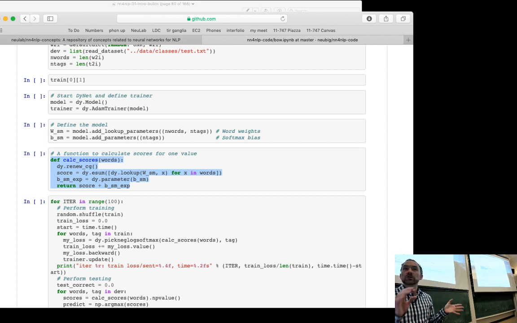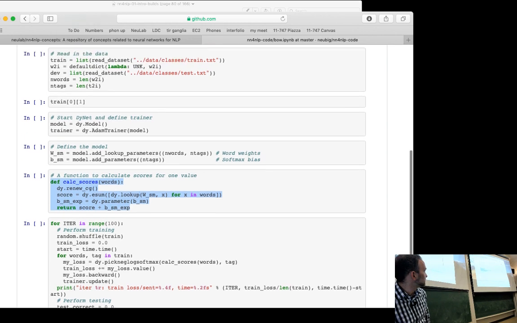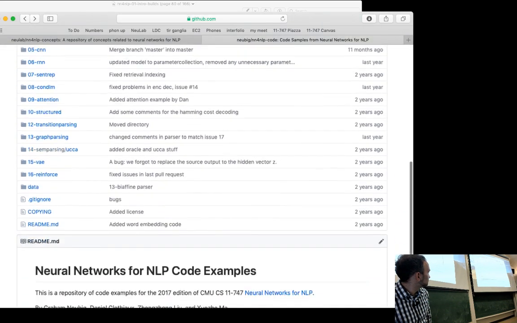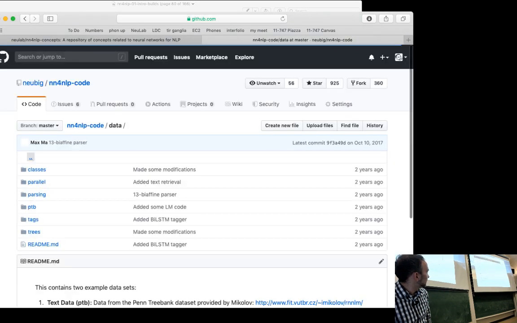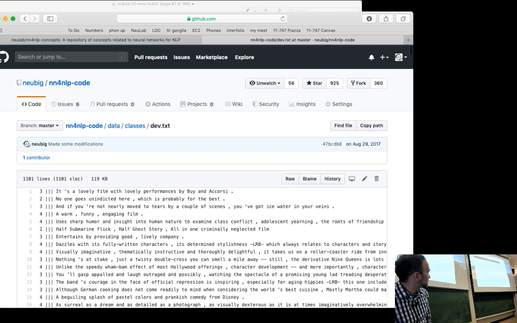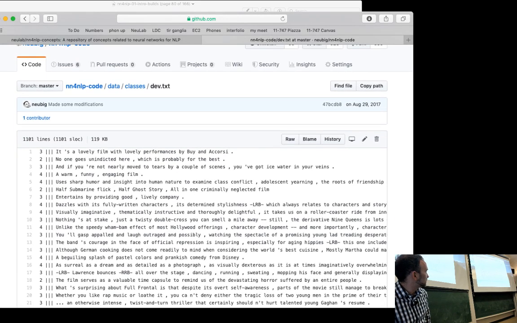So if you want to go and take a look at the code, this code is all available on the site, and you can download. And all of it also comes with data. So we have data, and this is the data for this particular thing. And if you look at the dev set, it basically comes with labels where label number 3 is good, label number 4 is very good, 2 is neutral, etc. So you can actually go and run the code yourself if you want to as well.